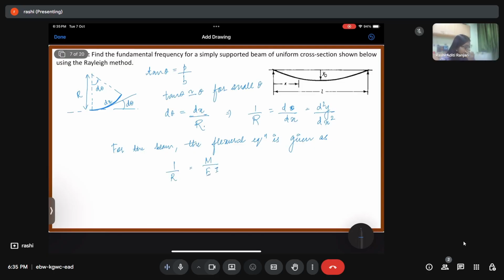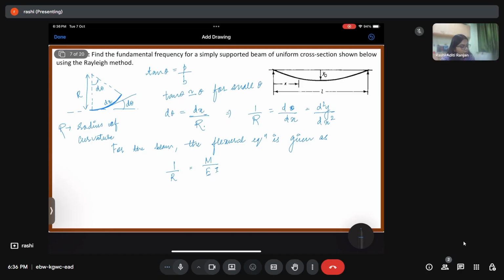M is the bending moment, I is the moment of inertia, and capital E is the Young's modulus. And R, I should write R, is the radius of curvature. Okay, so the flexure equation is given like this. Now we know what is 1 by R, we know the equation.